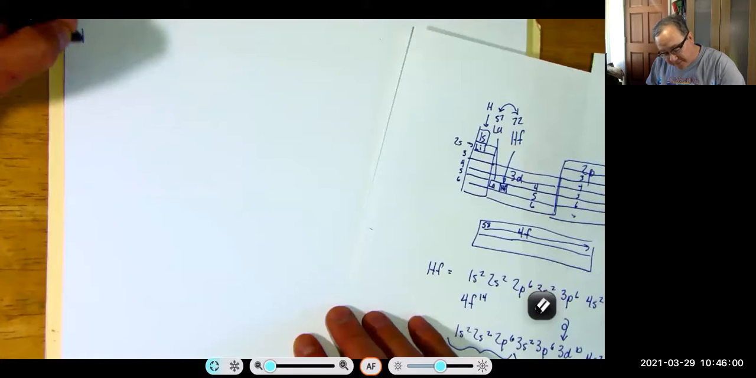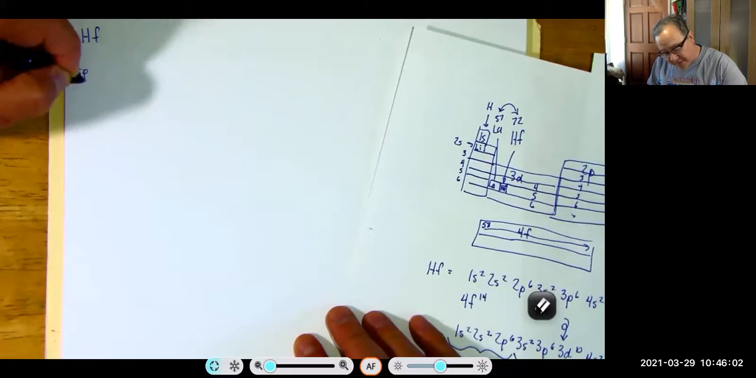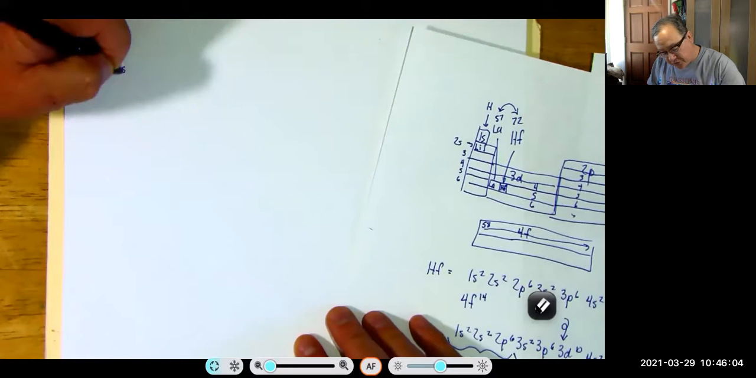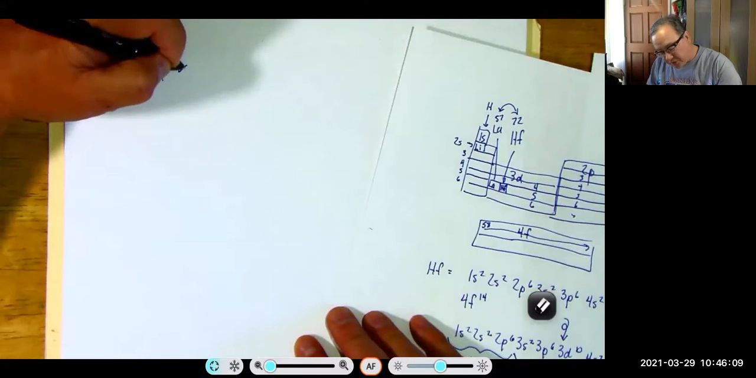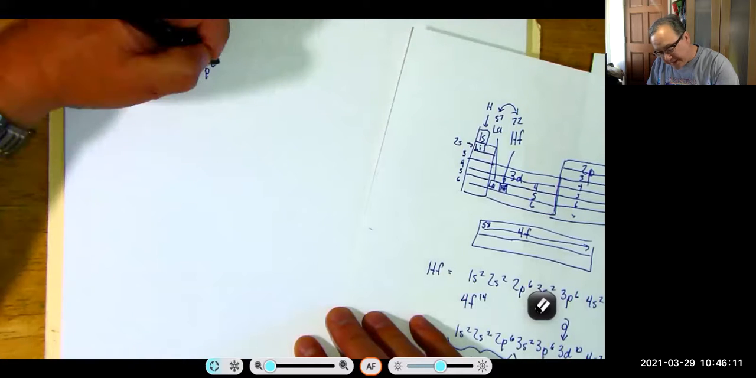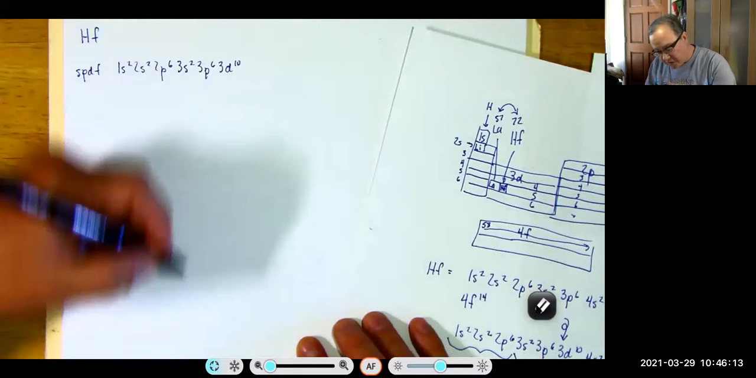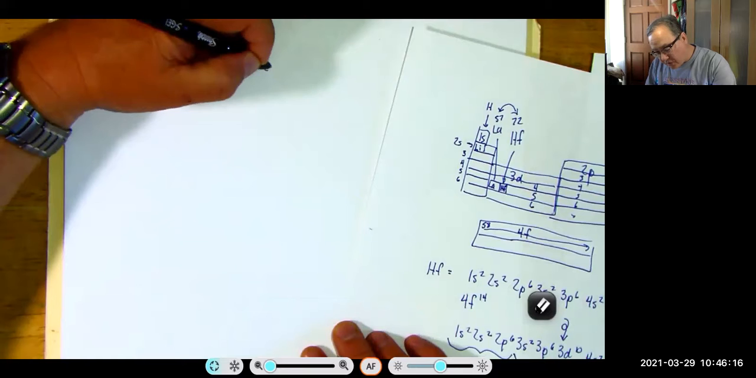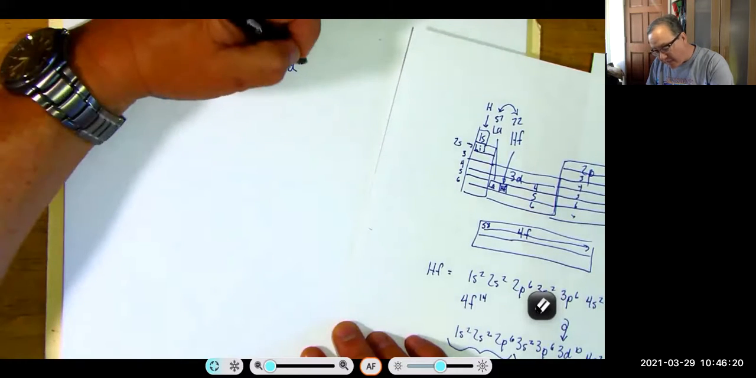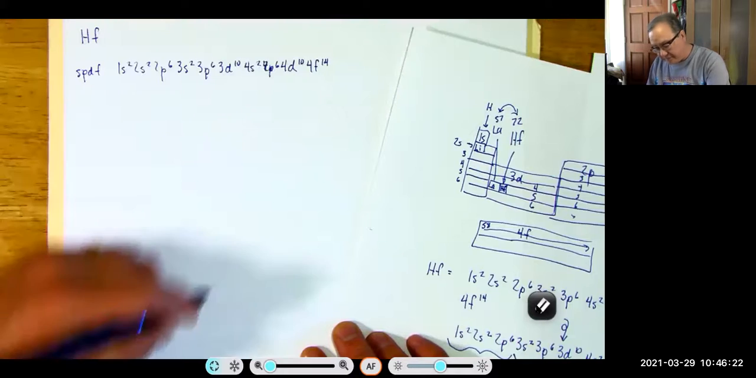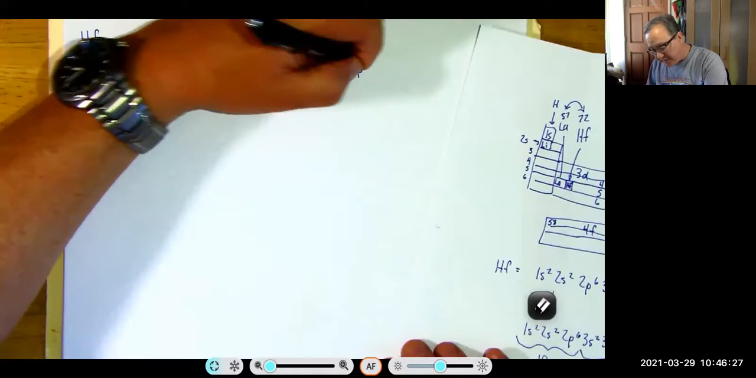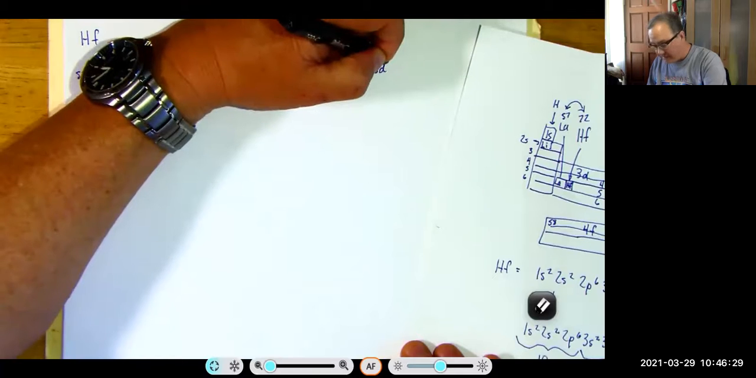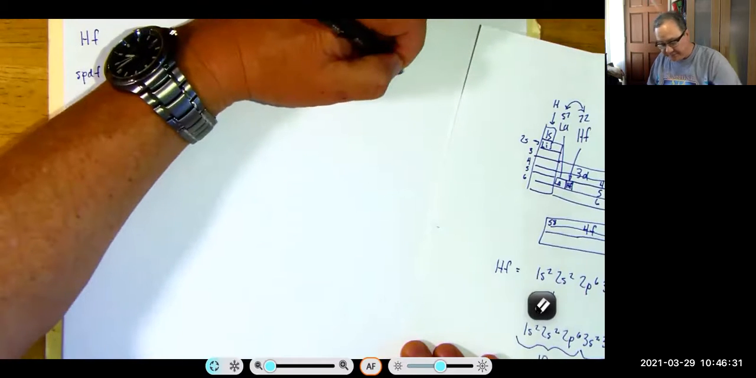So hafnium, here's the SPDF method. 1s2, 2s2, 2p6, 3s2, 3p6, 3d10, 4s2, 4p6, 4d10, 4f14, 5s2, 5p6, 5d2, I believe, and then 6s2.